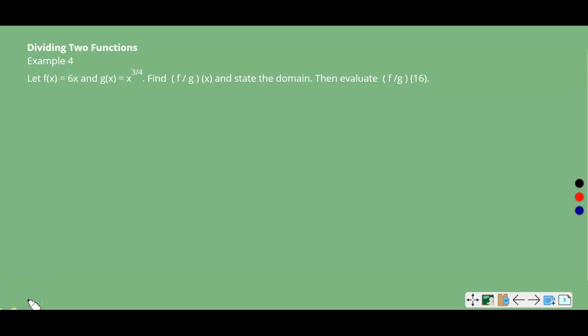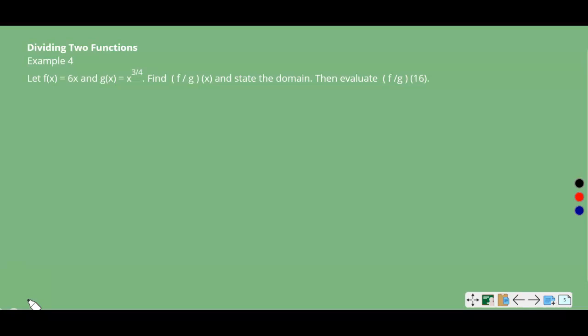Performing function operations, part 2. Example 4, dividing two functions. Let f of x equal 6x and g of x equal x to the 3/4 power. Find f divided by g of x and state the domain. Then evaluate f divided by g of 16.